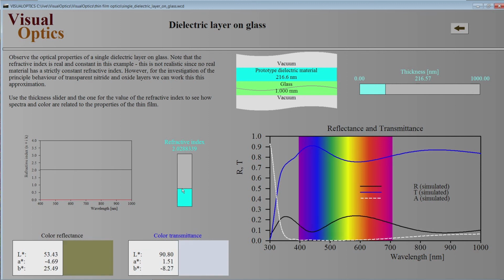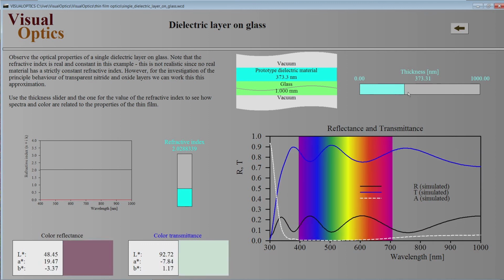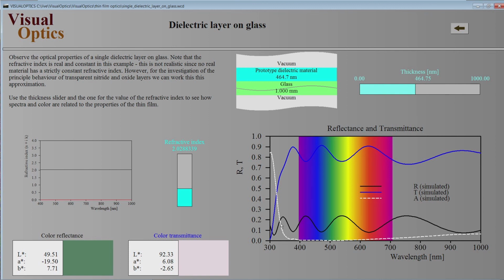Then what you will see here, depending on the thickness of the layer, you see regular structures here, maxima and minima. The maxima are due to constructive interference between partial waves reflected at the top interface here and the bottom interface. And the minima are caused by destructive interference.